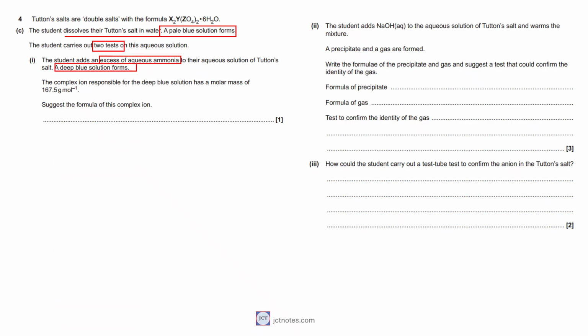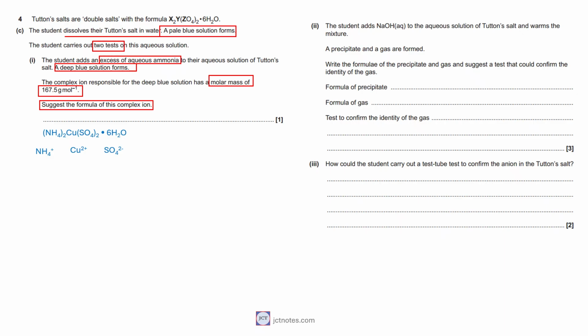We are told that the complex ion responsible for this deep blue color has a molar mass of 167.5 grams per mole, and we are asked to suggest its formula. From Part B, we know that the student's Tutor salt is ammonium copper-2 sulfate hexahydrate. The ions present are ammonium ions, copper-2 ions, and sulfate ions.